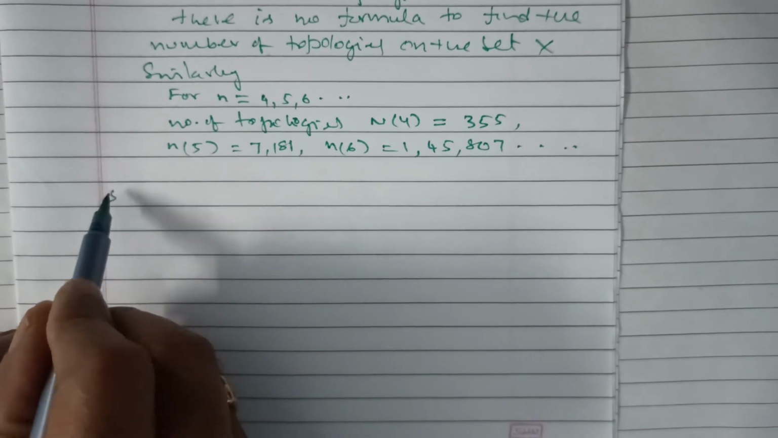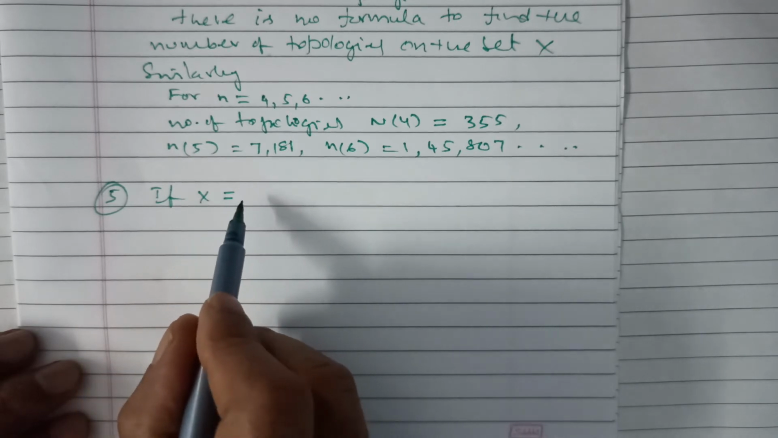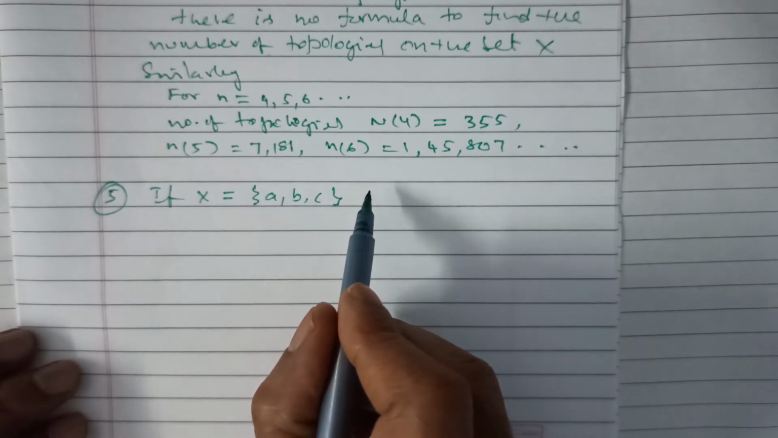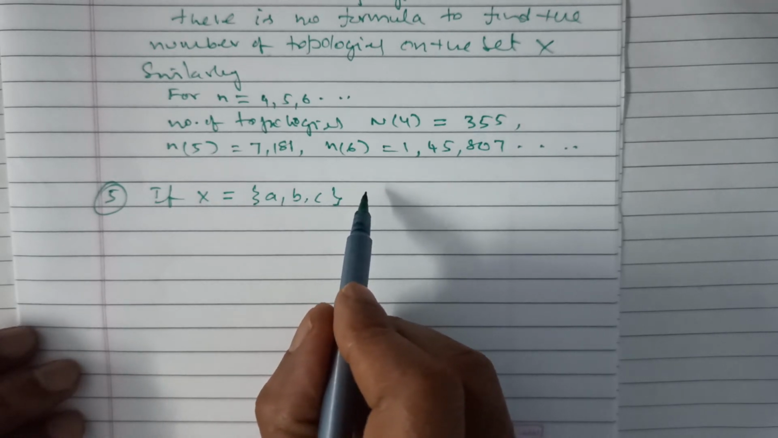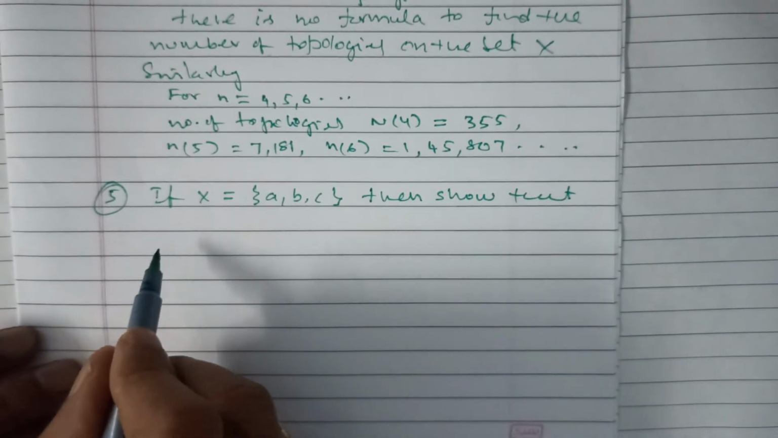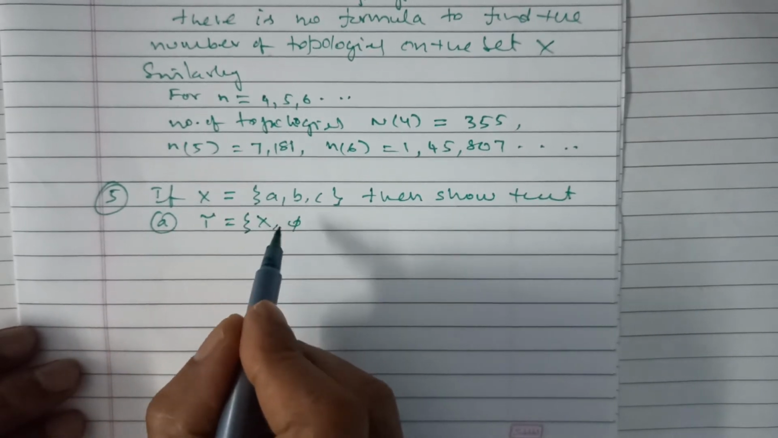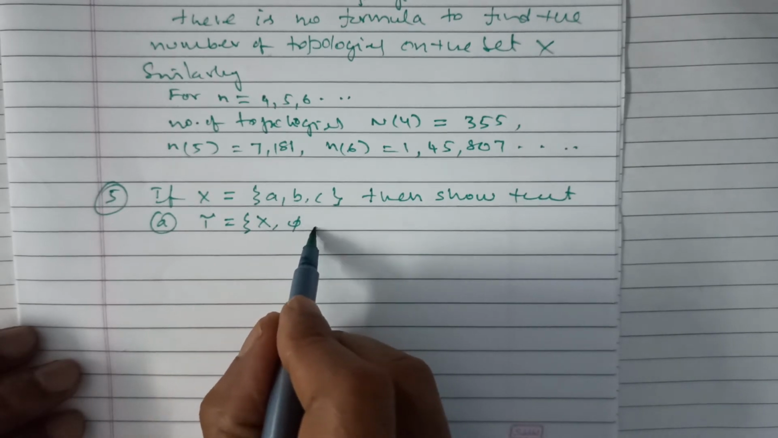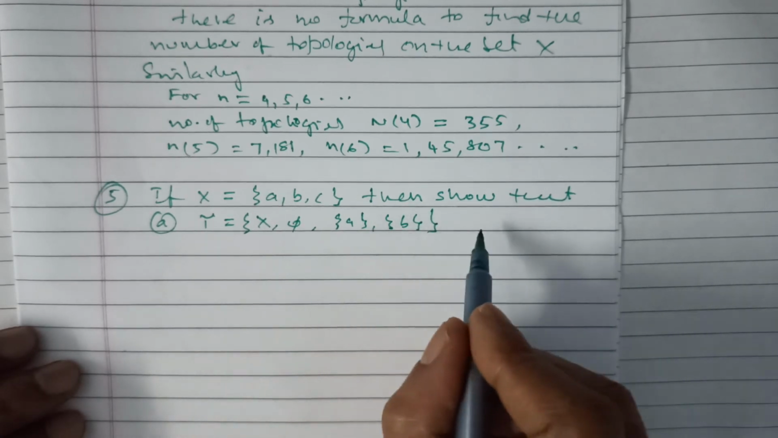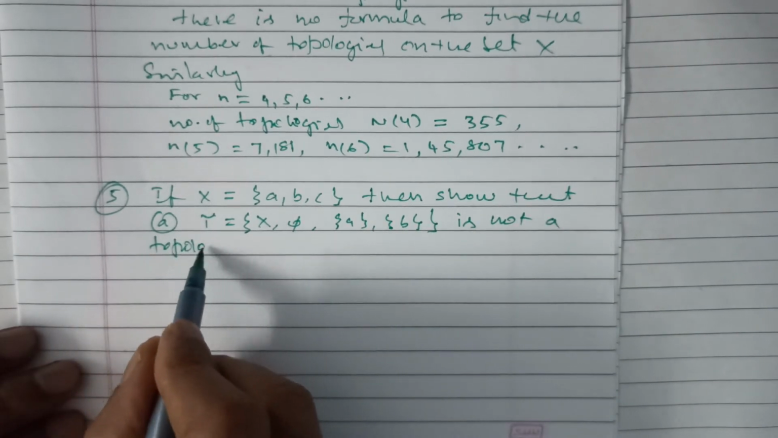So fifth problem, if X is equal to set of A, B, C, then show that A problem, tau is equal to set of X, phi, set of A, set of B is not a topology on X.